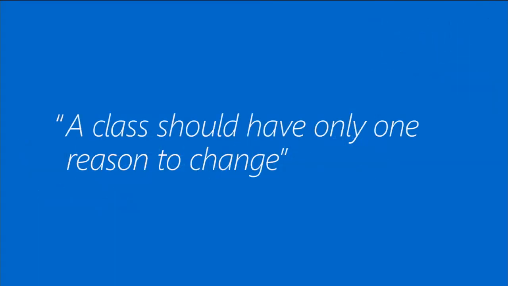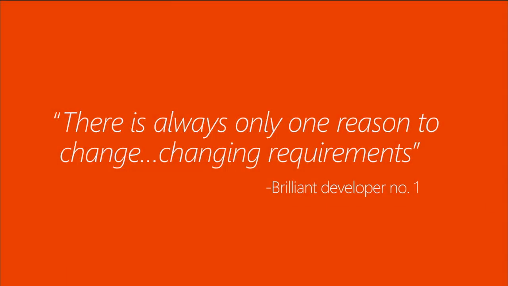And the definition of that is a class should have only one reason to change. That's simple enough, right? A little bit different than what you normally hear. People will go, a class should only have one responsibility. OK, it's a slight difference. Only have one responsibility is pretty fuzzy. What is a responsibility? It kind of depends. A class should only have one reason to change. Well, there's always only one reason to change, changing requirements, right? So I've solved that one. We can just keep building. We don't even care about single responsibility because there's only one reason at all times.